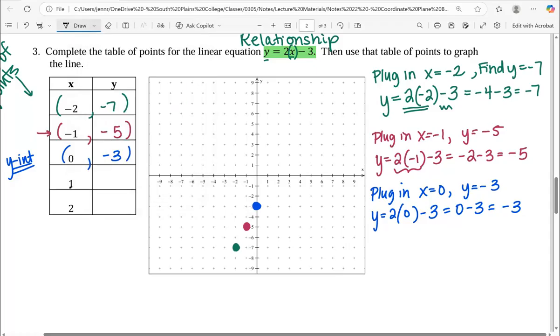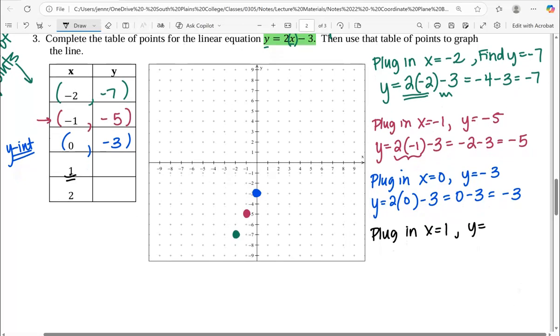2 more. Next up, we're going to plug in x equals 1 and see what y equals. Well, y equals 2 times, plug in the 1, minus 3. 2 times 1 is 2. When I subtract, 2 minus 3 is -1. Together, that forms the ordered pair +1x, -1y.